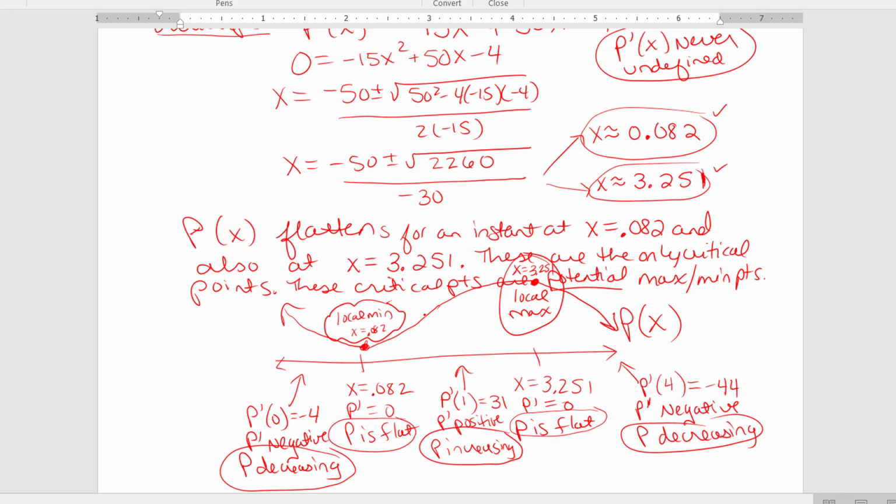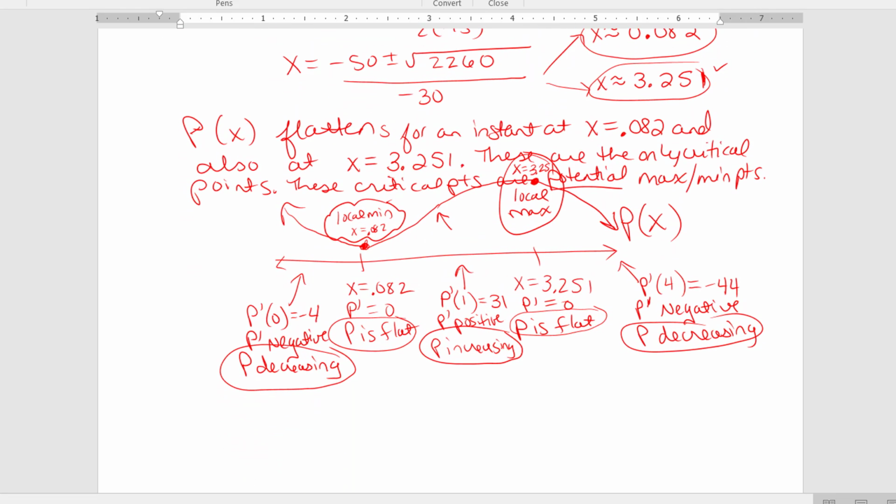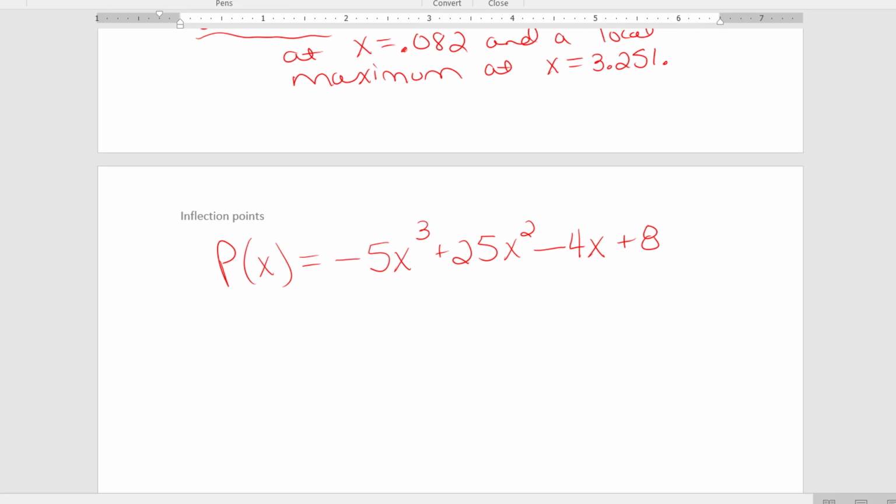And if you're sketching this out while you're making your conclusions, it seems to me that there's probably going to be an inflection point right in between these two. And that's our next step, is we're going to see if there is an inflection point, and I suspect we will find that it's between the 0.082 and the 3.251. All right, our next step then is to identify any inflection points on the graph of p of x.